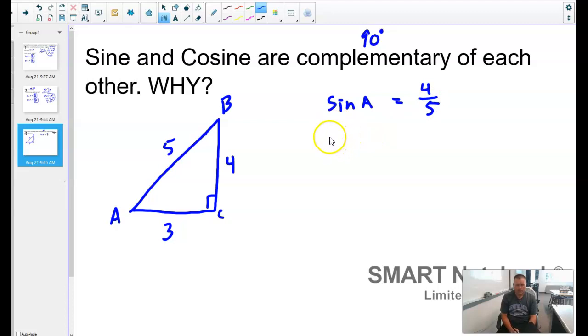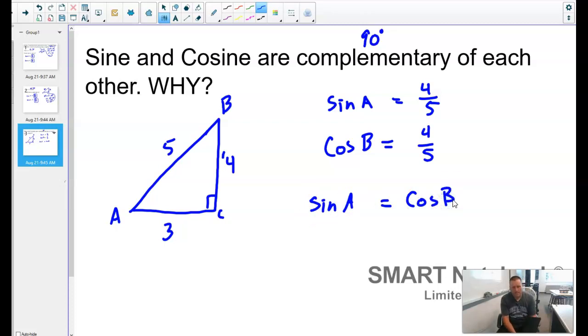If I ask you what the cosine of B is, so now I'm at this angle, adjacent over hypotenuse, that's 4 over 5. So what I want you to notice is that the sine of A is equal to the cosine of B. And there's something really unique about A and B, their angles here.